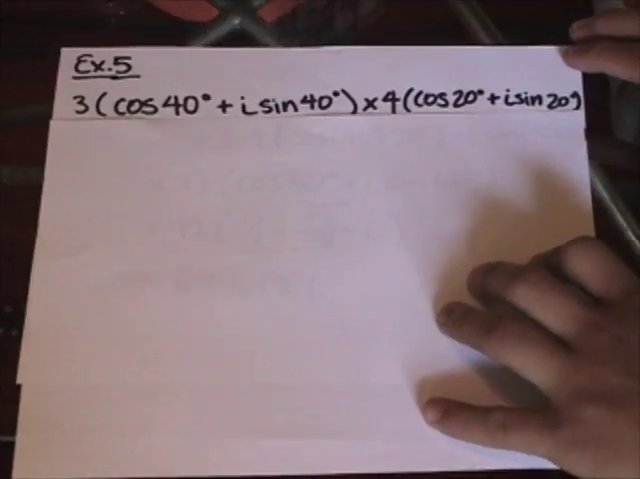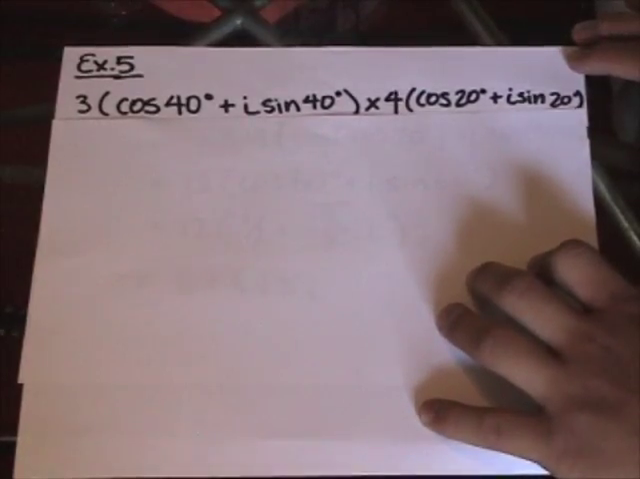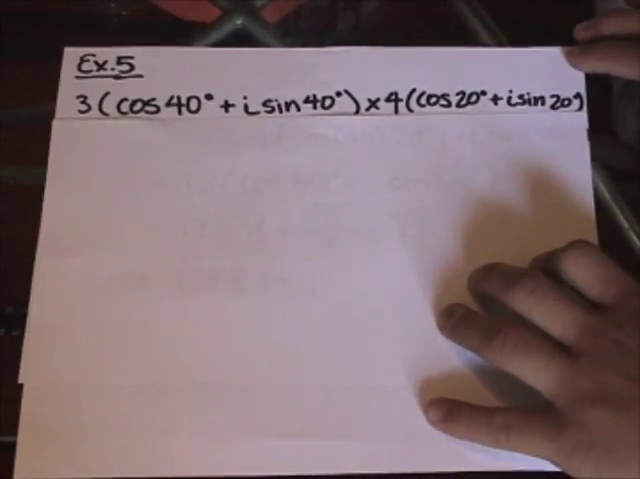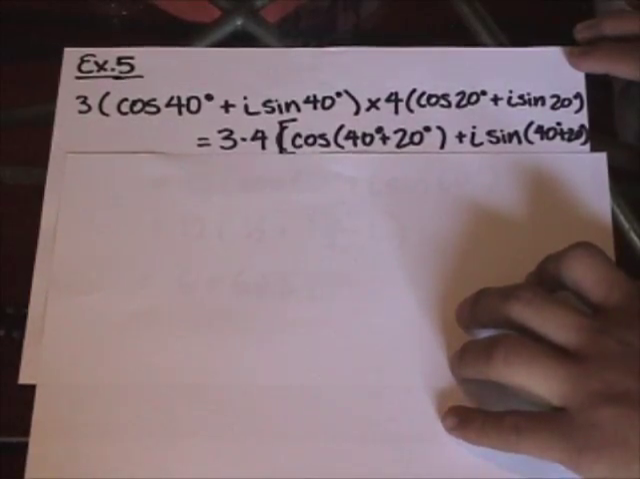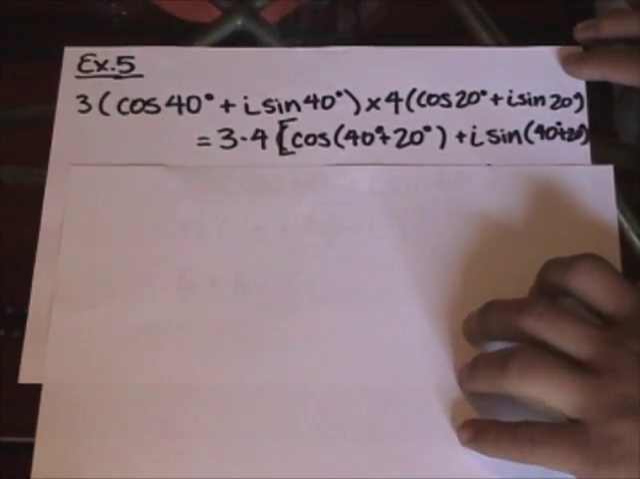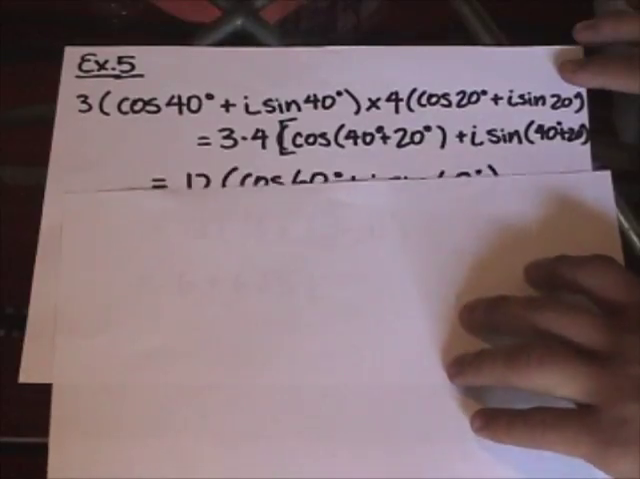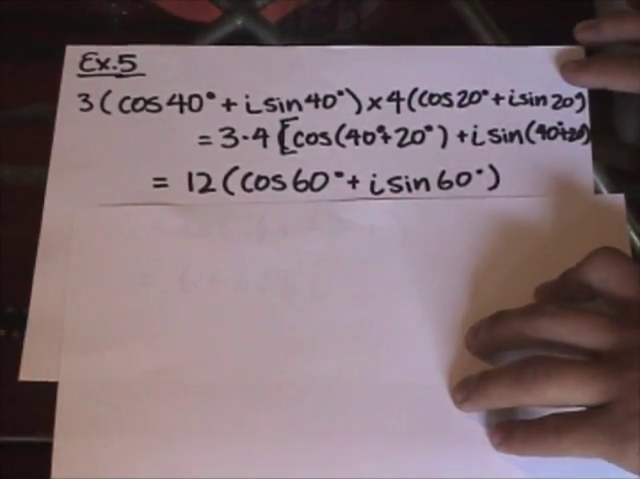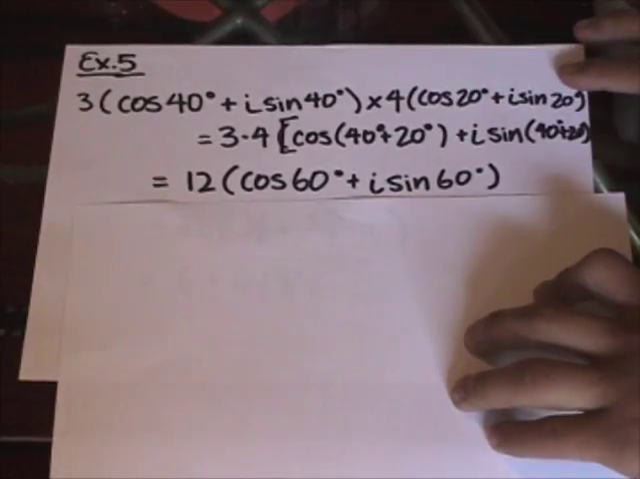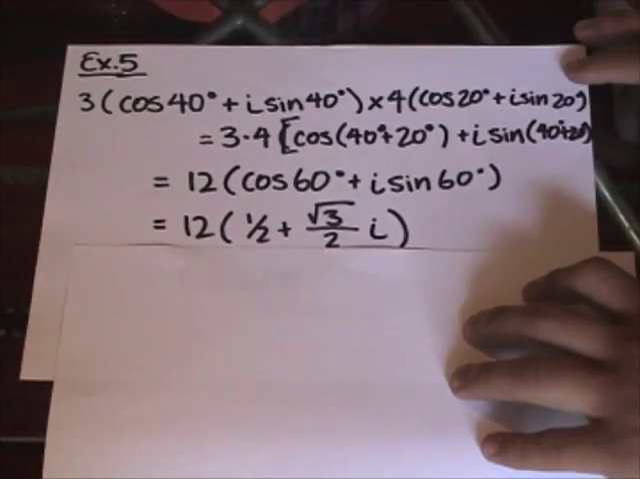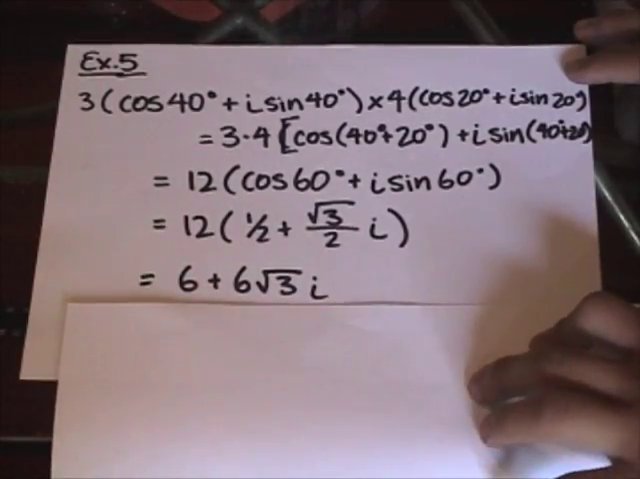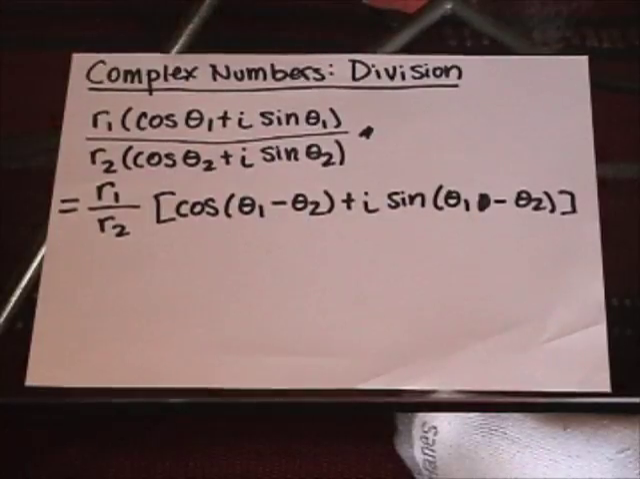Let's do an example. 3 times the quantity cosine 40 plus i sine 40, times 4 times the quantity cosine 20 plus i sine 20. So what we're going to do here is add the angles together. So then it'll be 3 times 4 times cosine of 40 plus 20 plus i sine of 40 plus 20. And after that, we multiply the 3 by 4 and then add up the 40 and 20, which will become 12 times cosine 60 plus i sine 60. After that, we'll convert it, and it'll become 12 times 1/2 plus root 3 over 2 i, and then it'll become 6 plus 6 root 3 i.